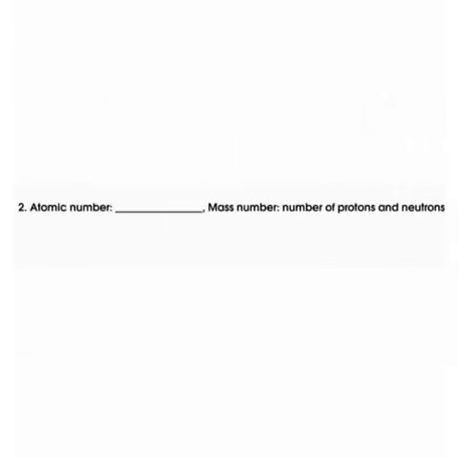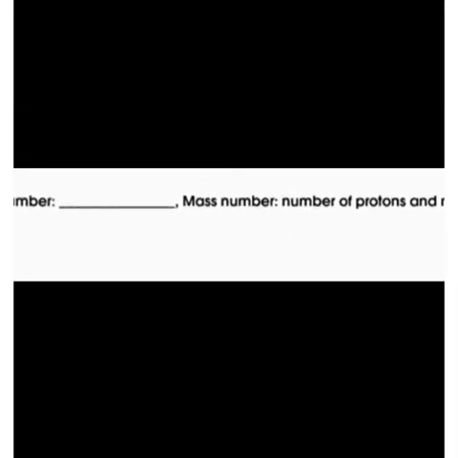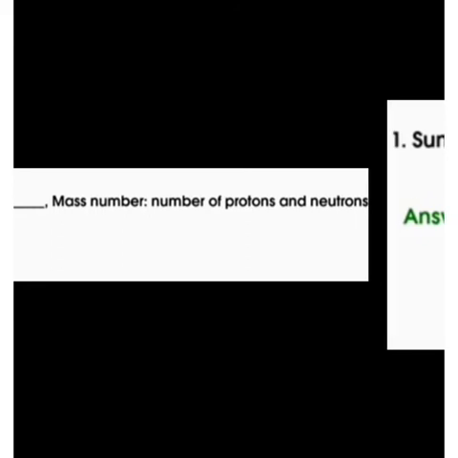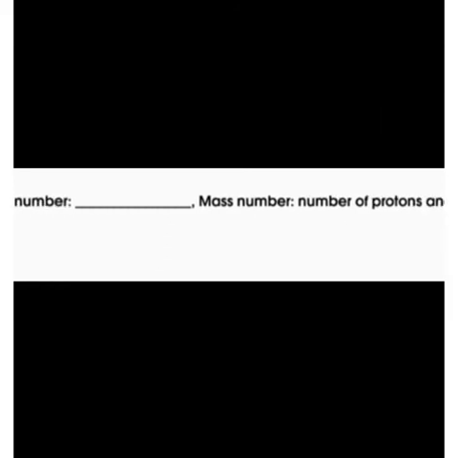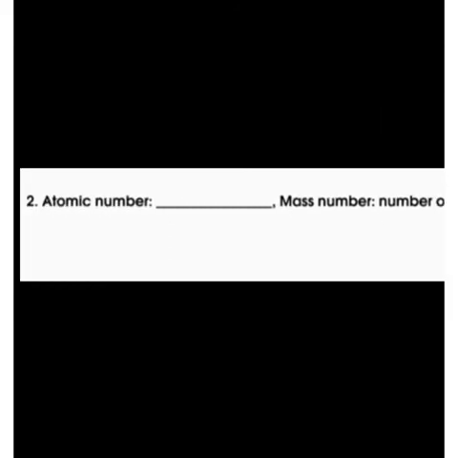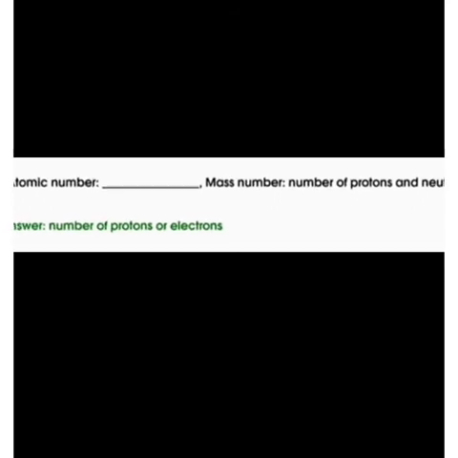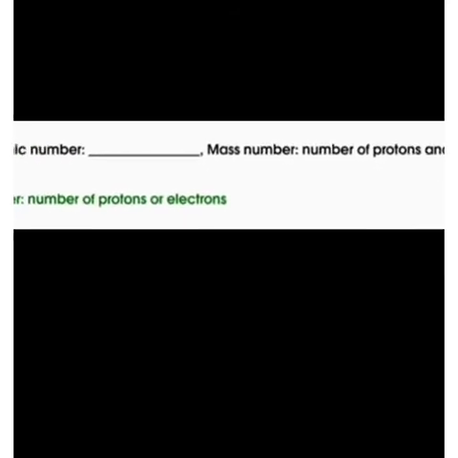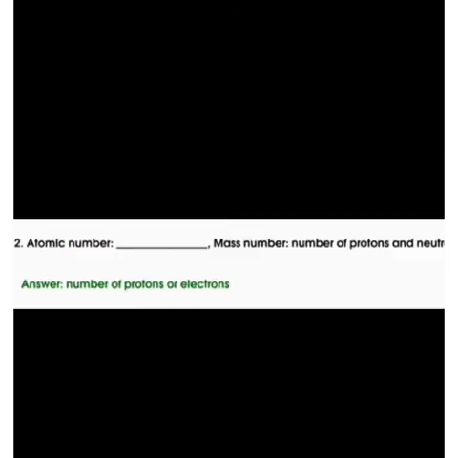The second one: atomic number, dash; mass number, number of protons and neutrons. The answer is number of protons or electrons.